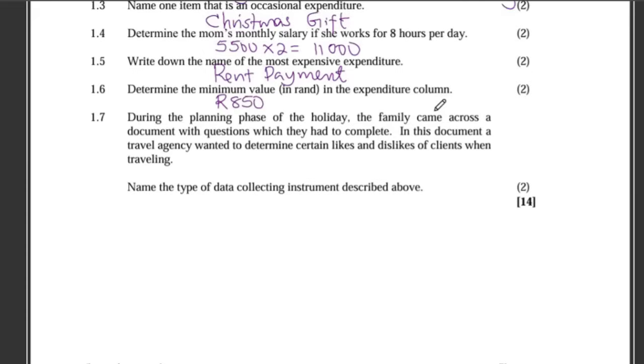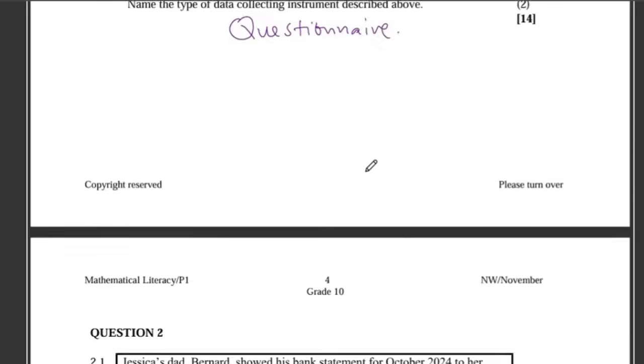Okay, during the planning phase of the holiday, the family came across a document with questions which they had to complete. In this document, travel agents wanted to determine certain likes and dislikes of clients when traveling. Name the type of data collecting instrument described. We say it's the questionnaire. This brings us to the end of question number 1. Let's look at question number 2.